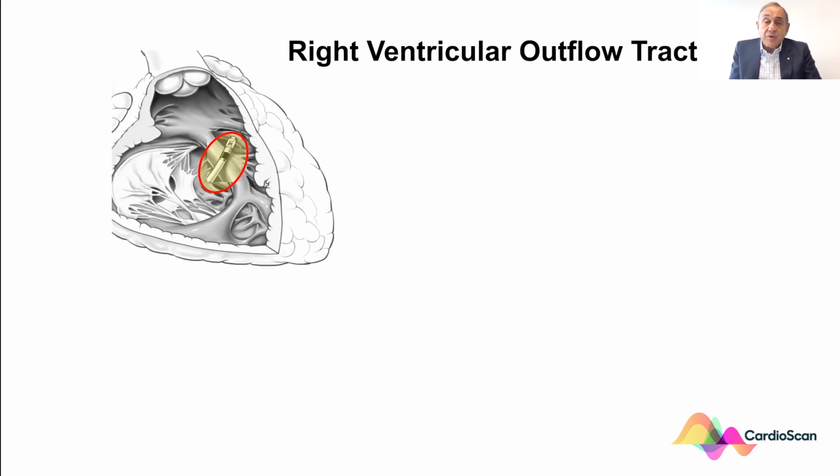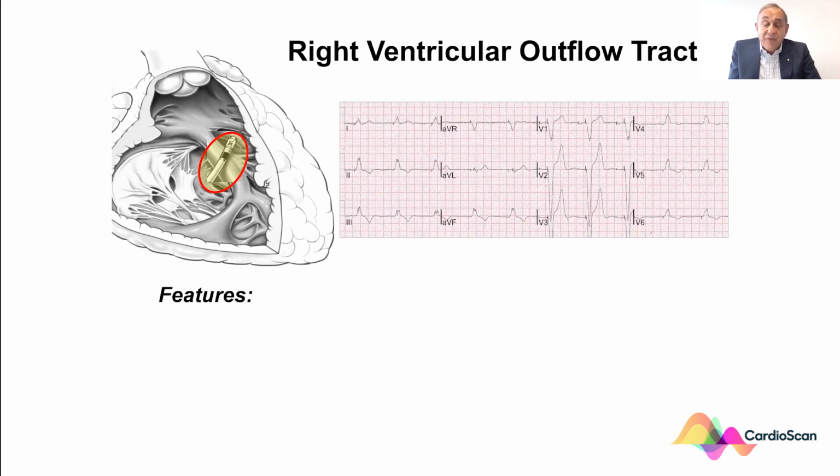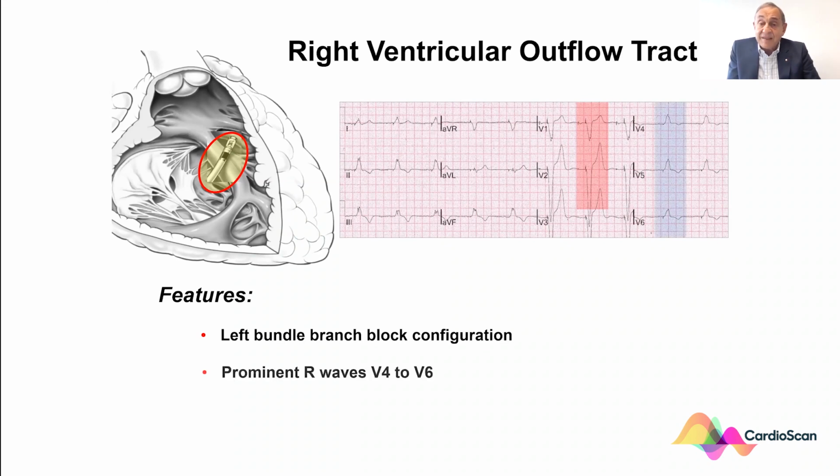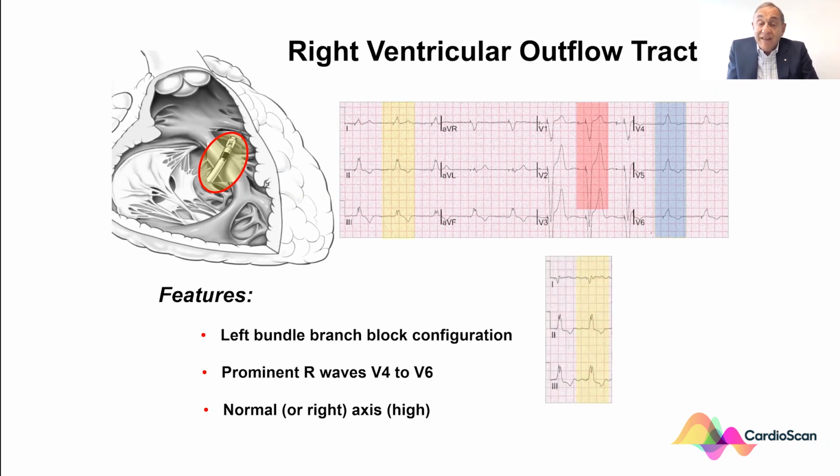The other area to the opposite, of course, is the right ventricular outflow tract. And here we have an ECG, and the features are, of course, left bundle branch block configuration, because it's the right ventricle we're pacing in. But now V4 to V6 is very different than the apex. We can see here there are R waves in V4 to V6, and the axis is that of a normal or even a right axis.